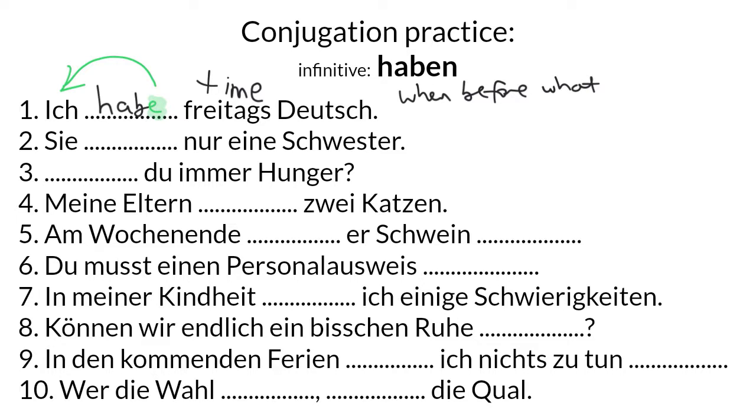The second sentence, sie hat nur eine Schwester. She only has one sister. In this case, again, we've got an ending, the T, which comes from the subject in charge of the verb, which is sie or she. Number 3, hast du immer Hunger?